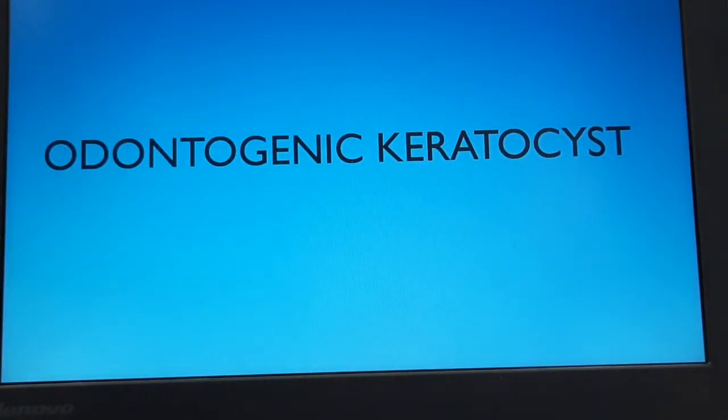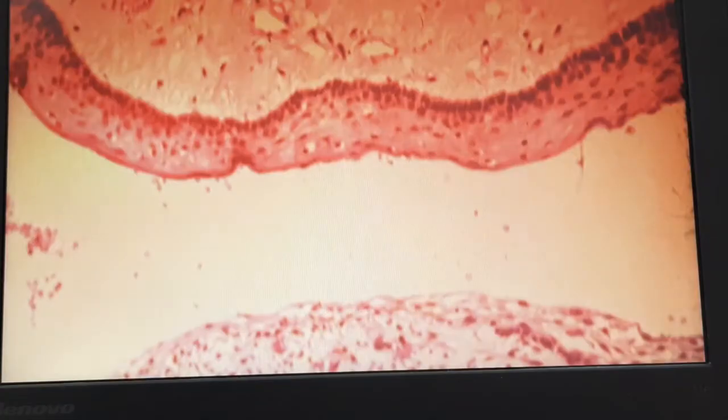You can see how well they are depicted in the picture, and these are classic Rushton bodies, which are formed as a result of the response of the connective tissue to the presence of this. Now, odontogenic keratocyst was once upon a time considered an odontogenic cyst. Today it is classified as a tumor.